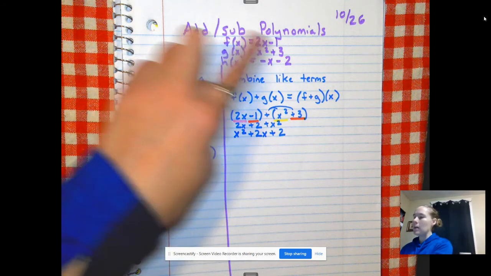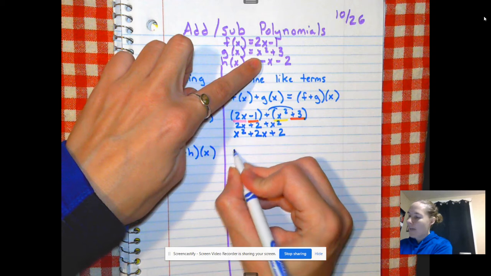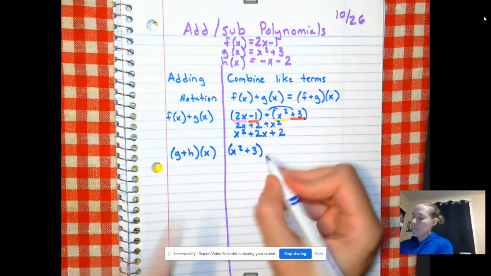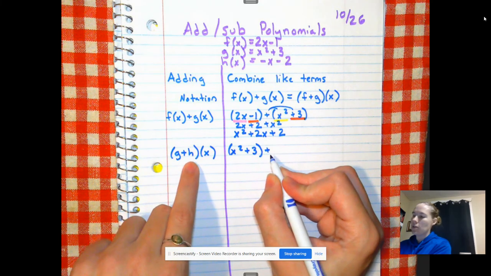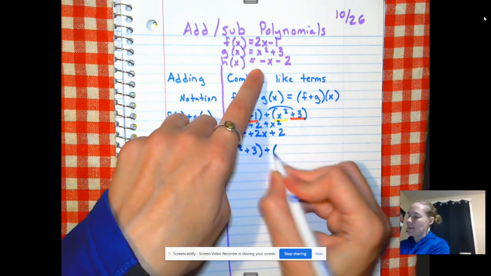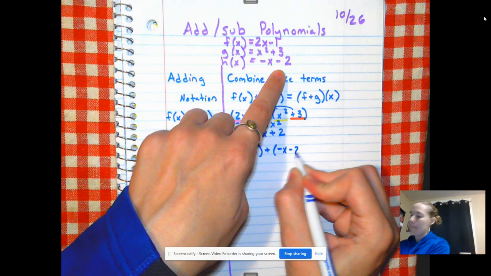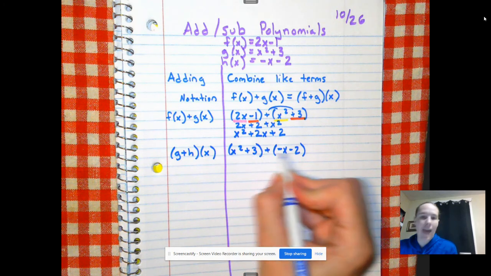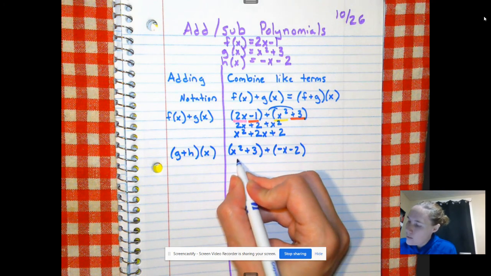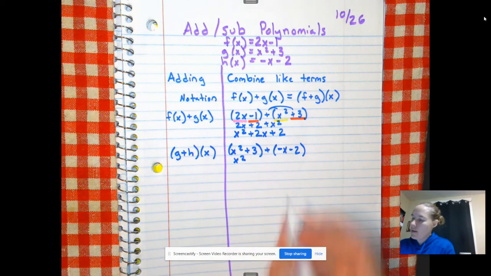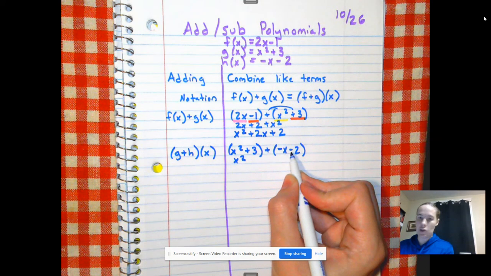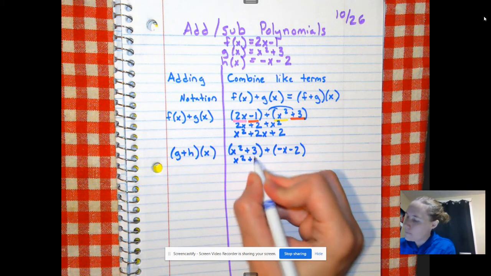So I go up here, my g of x, I have x squared plus 3, and I'm going to add it with my h of x. So my h of x is negative x minus 2. So now I combine like terms again. I look at my x squared, I have nothing else to combine it with, so I just have x squared. I have my plus 3, I can combine it with my minus 2, which would give me plus 1.